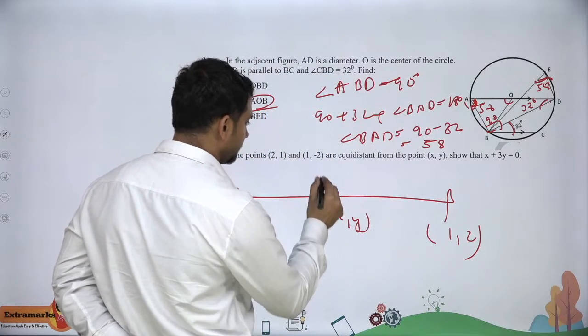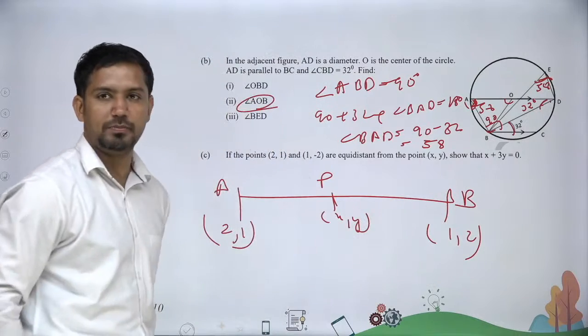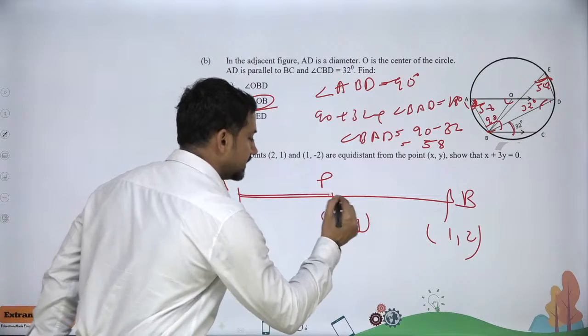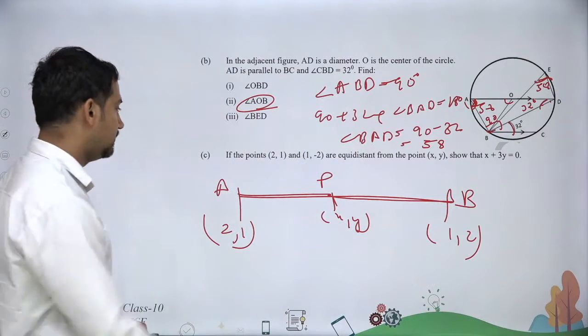We represent this point as P. This point is A, this point is B. Then we have to go with AP equals PB. Yes or no? Then we have to use the distance formula in AP and PB, and then we get the answer.